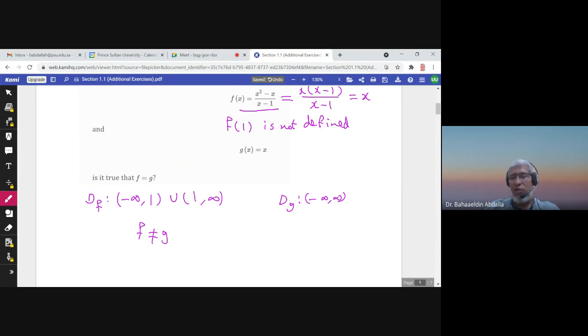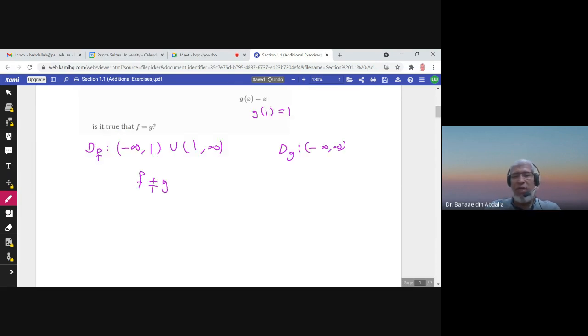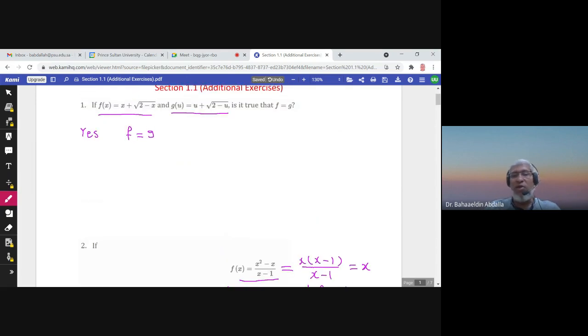So f is not equal to g in general because they are different in one value. F of 1 is not defined while g of 1 is 1. Because of that, f is not equal to g. Because when you say f equals g, it means they are always equal. So here they are always equal. You will never find a number in which f and g are different.